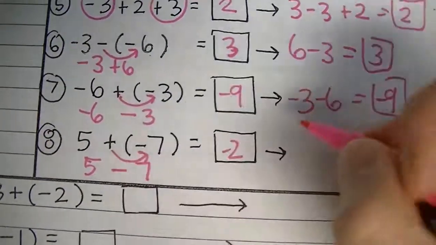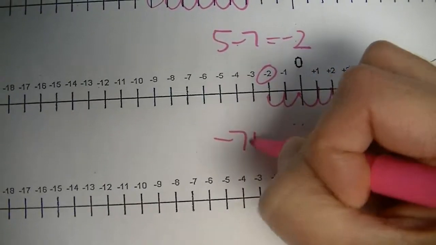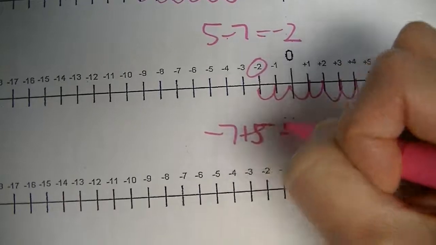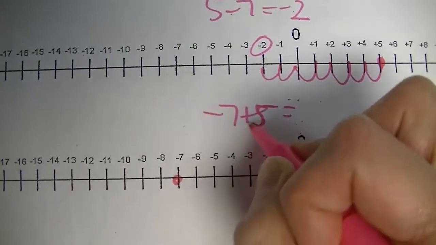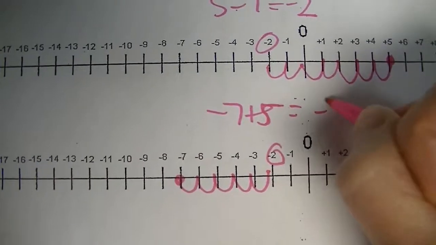Okay, reverse the order. That's a minus 7 or a negative 7. That's a positive 5. Negative 7 plus 5. Let's go ahead and look at it over here. Negative 7 plus 5. So we're at negative 7. We're going to go to the right 5. 1, 2, 3, 4, 5. That's negative 2. Okay?